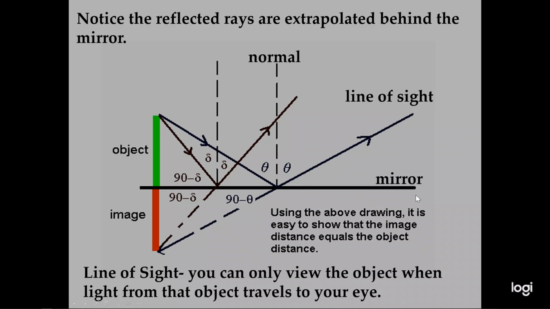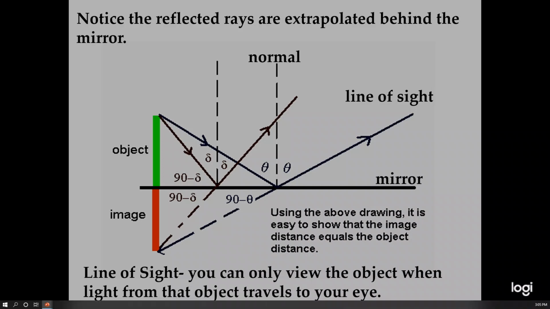So let's take a look at how a plane mirror forms an image. We're going to use this as the basis of what we call ray tracing. A lot of what we do in this chapter will involve ray tracing, and ray tracing will allow us to figure out where an image is formed by an object.